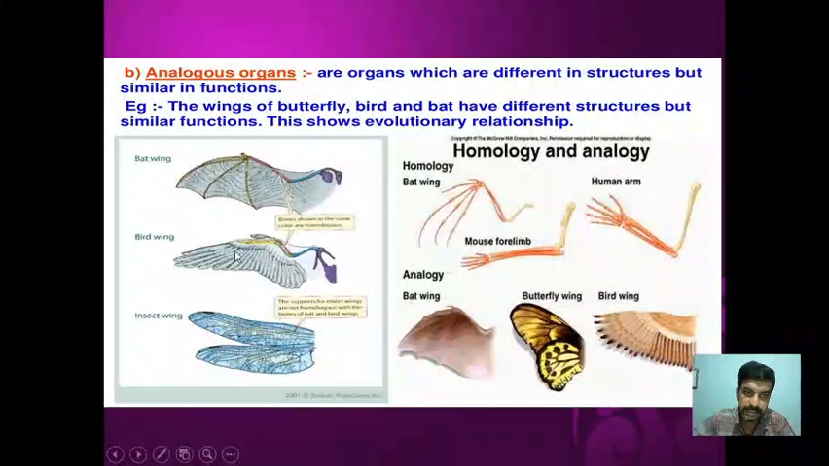But here the bird's wing is covered with feathers, whereas the bat wing is covered with an extension of the skin, skin folding, but all of them perform the same function. That's why they are analogous organs. Analogous organs are different in structure but perform similar functions. Okay.